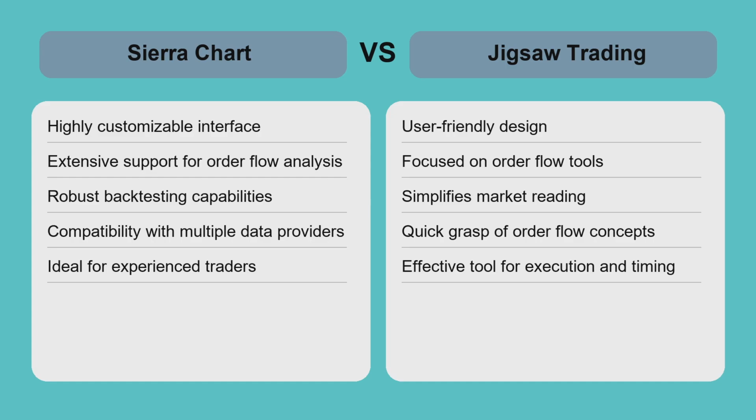Sierra Chart's complexity can slow down new users, whereas Jigsaw's limited scope might frustrate traders seeking broader market analysis. Both platforms deliver real-time order flow data but serve different user priorities.